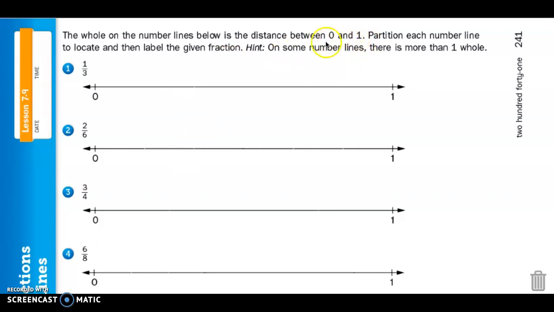We knew that from math message, 0 and 1. Partition, remember, we hear that word part. So kind of like pieces, part. Partition each number line to locate and label the given fraction. Hint, it's usually important. On some number lines, there is more than one whole.